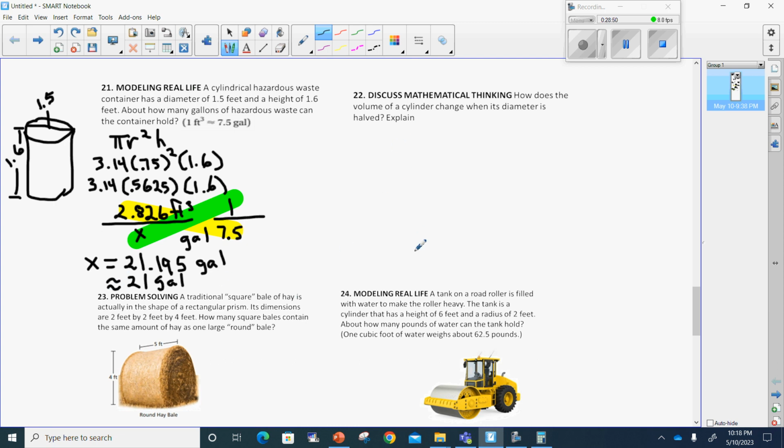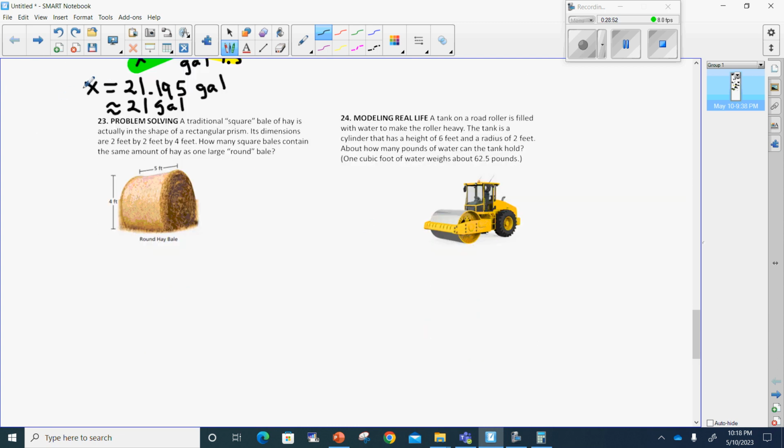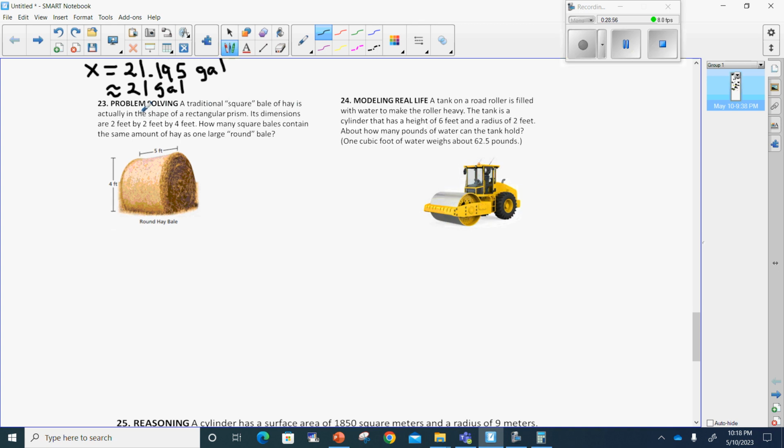All right, 22 is yours. That means 23 is mine. It says problem solving: a traditional square bale of hay is actually the size and shape of a rectangular prism. That makes sense. Its dimensions are 2 feet by 2 feet by 4 feet. Okay, 2 feet by 2 feet by 4 feet.